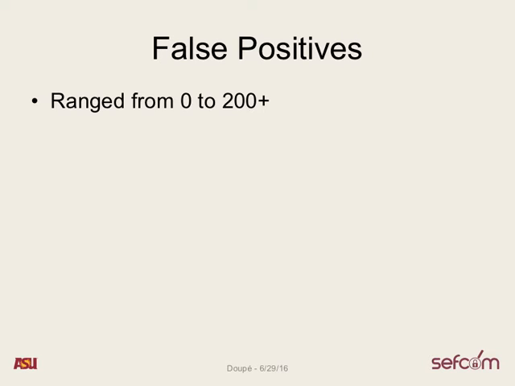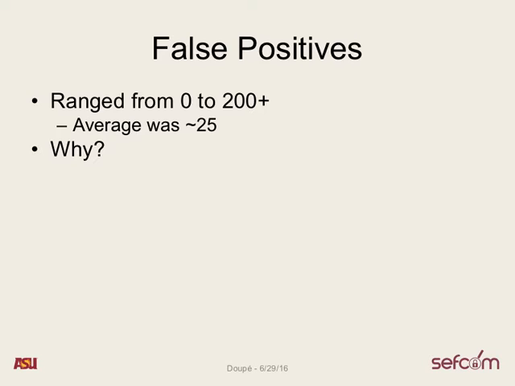Yeah, so actually the false positives ranged widely between the tools. Some tools had 0, some tools had 200 false positives, which is insane to think about. The average was about 25. One of the key things I always try to look at is why.